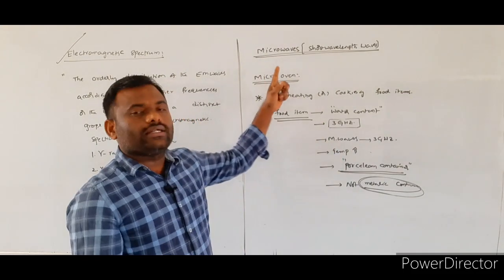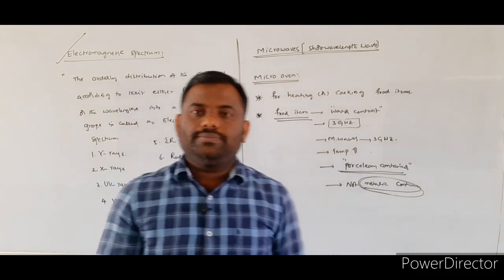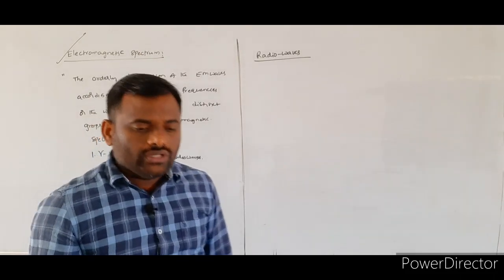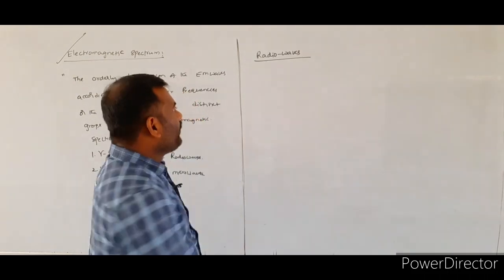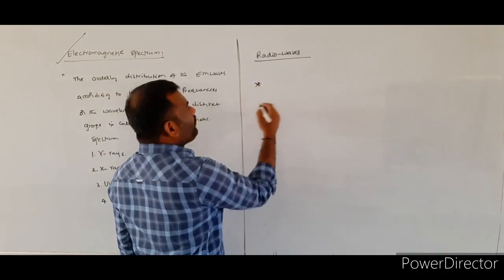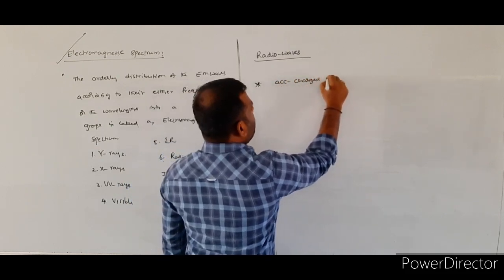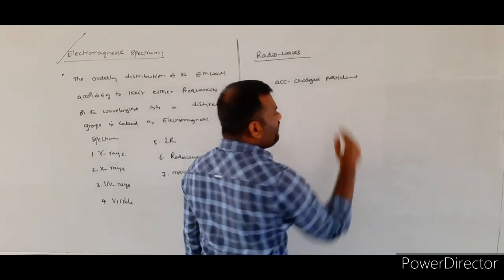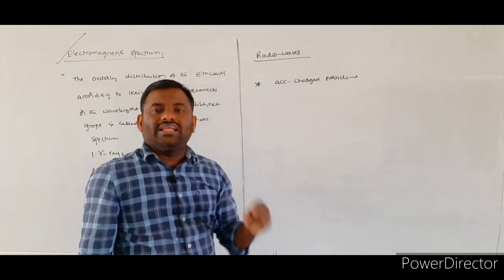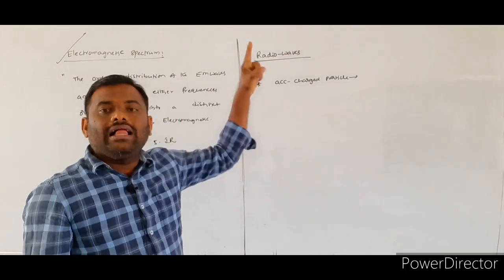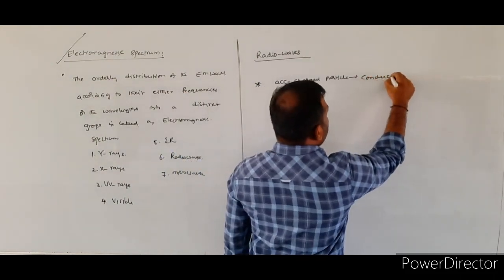So this is about microwaves. Next we will discuss the concept of radio waves. How are these radio waves produced? The radio waves are produced by accelerated charged particles while they are passing through conducting wires.